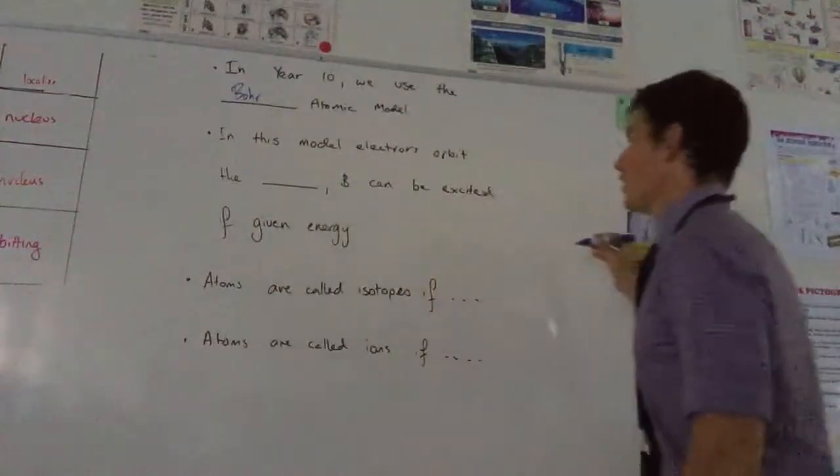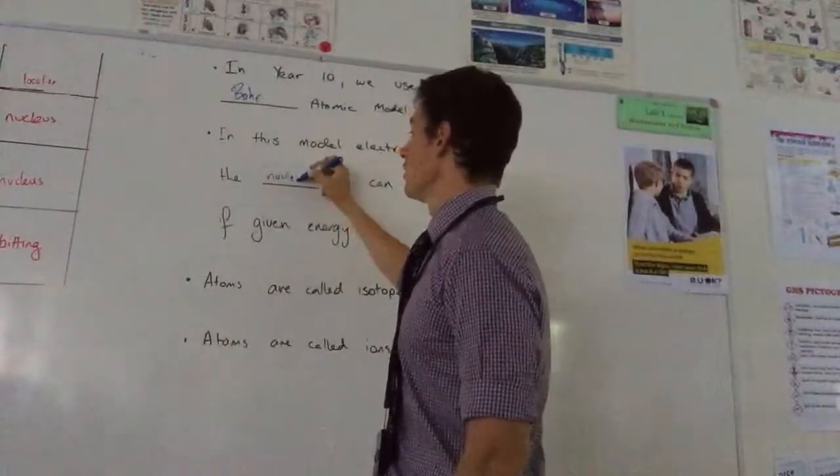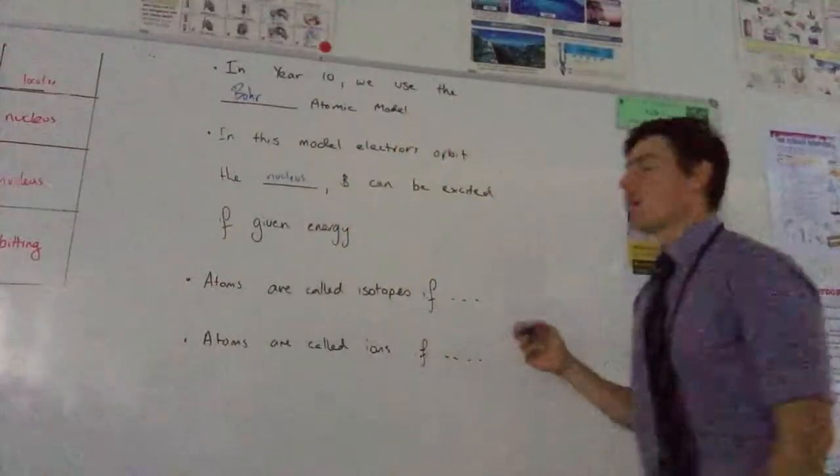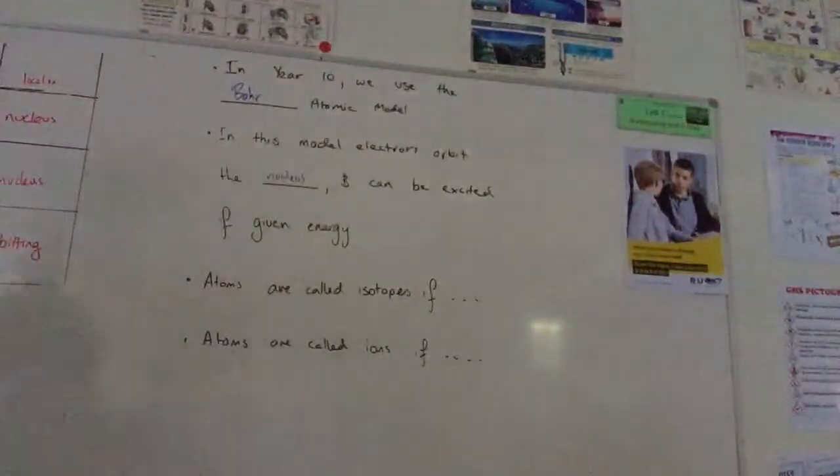So in this model, electrons orbit the nucleus and can be excited if given energy. So if you give an electron in this model energy, it will be excited. It might jump to the next level and then come back down, and when it comes back down, it will release the same amount of energy it absorbed. If you give it too much energy, it pops off.